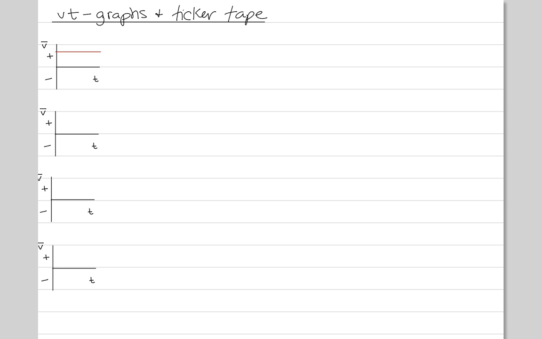All right. So this VT graph, remember, we're not talking about DT, we're talking about VT. As time goes on, the velocity is remaining constant. So what does that tell us? If it's a constant velocity time graph, then we know that acceleration is 0, because the slope of a horizontal line is 0. We talked about this yesterday, the slope of a VT graph is acceleration.